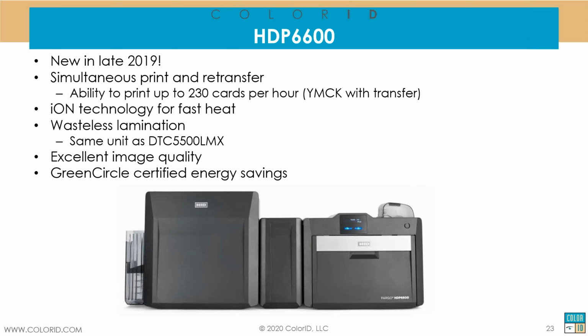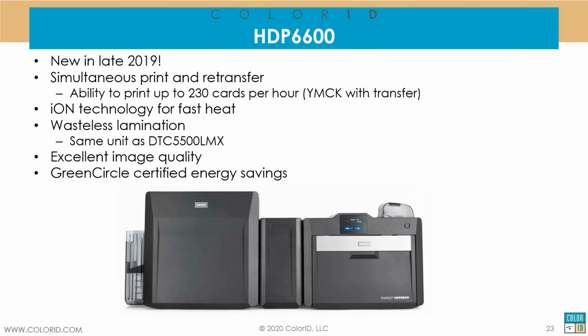It just came out in late 2019, and it has a feature that's pretty cool that moves cards through a lot more quickly. It allows it to print and to do the retransfer process simultaneously. So one card is getting printed while the film is being applied to another card. So things that normally would have to be done in series are now being done in parallel. So it's speeded up the printing process itself. So it can now print along the lines of what we expect from direct-to-card printers, 230 cards per hour, and that's full color one side with transfer film.